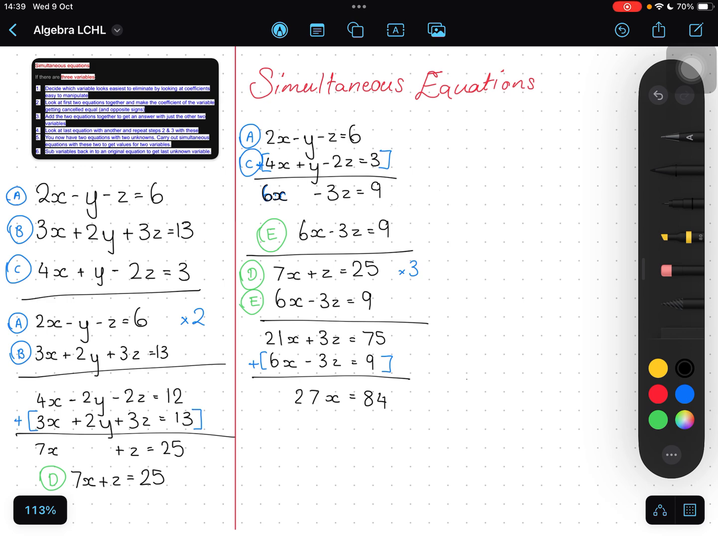Okay, so I'm going to need to divide by 27 to get x on a side by itself. Okay, so I'm going to divide by 27 so that we get x is... So 84 divided by 27, 3.1 recurring. Okay.